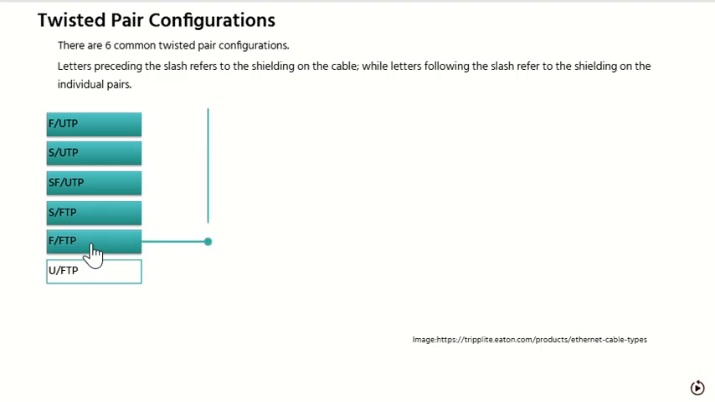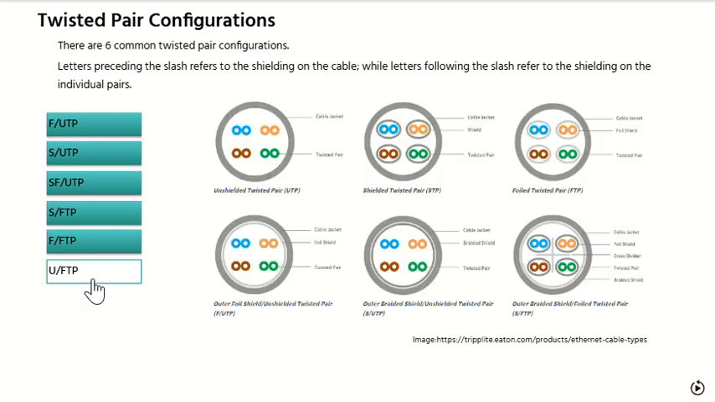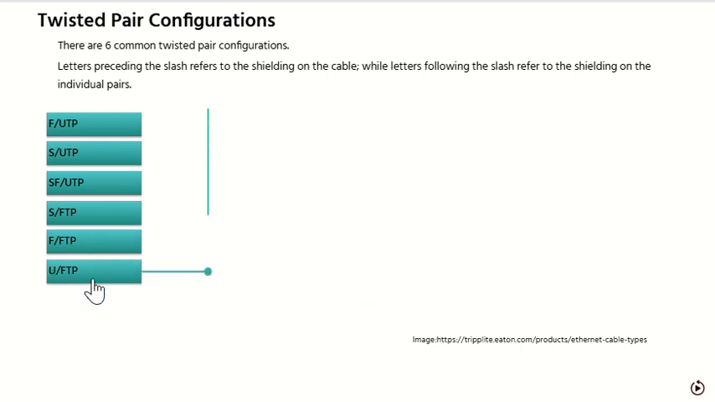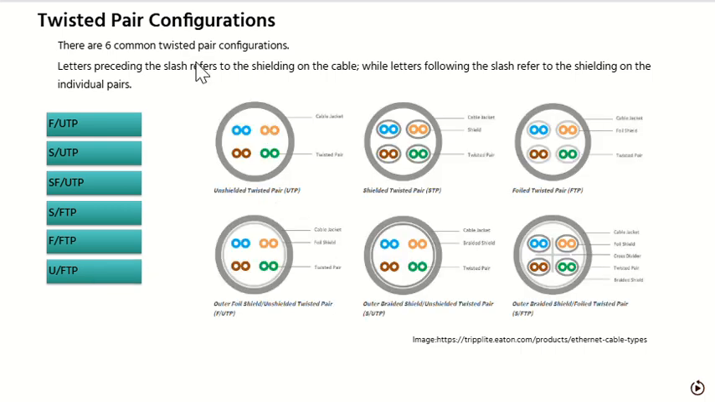The 4 pairs of copper cable have an overall foil shield and the individual pairs have a foil shield around them. Select the next option. The 4 pairs of copper cable do not have an overall shield around them, unshielded, but individual pairs have an aluminum shield around them. Now let's take a look at how each cable type moves data through a network. Click Next to continue.